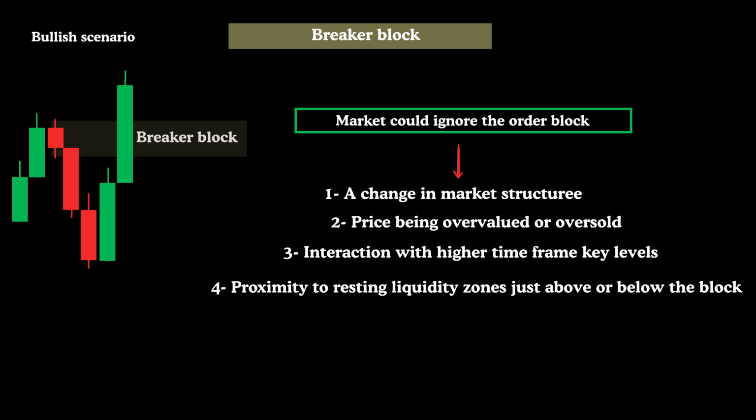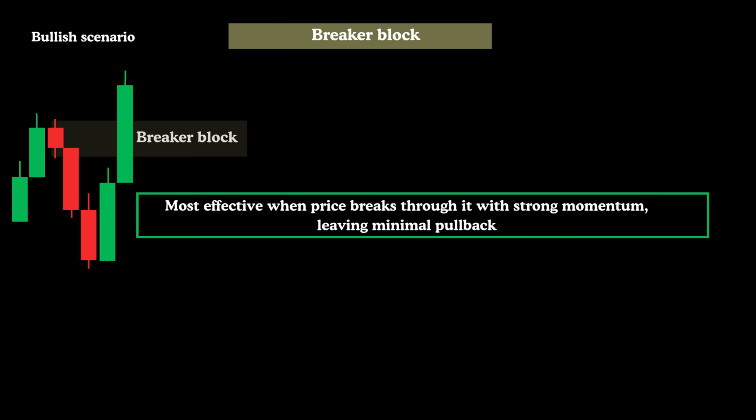Key characteristics of a breaker block: it forms when a previously respected order block is invalidated. It becomes a new zone of interest, supply or demand, after the breakout. It is most effective when price breaks through it with strong momentum, leaving minimal pullback. It is often accompanied by inefficiencies, imbalances, in price action that get filled later.